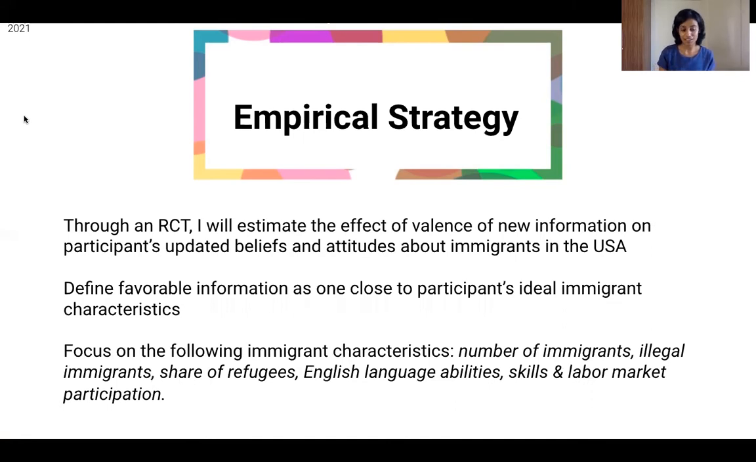To test this hypothesis, we set up an RCT where we estimate the effect of valence of new information about immigrants on participants' beliefs and attitudes in the US. So here we define favorable information as one that is close to participants' ideal immigrant characteristics. We focus on 5 key immigrant characteristics. This includes number of immigrants, illegal immigrants, the share of refugees, their English language abilities, and their skill and labor market participation.